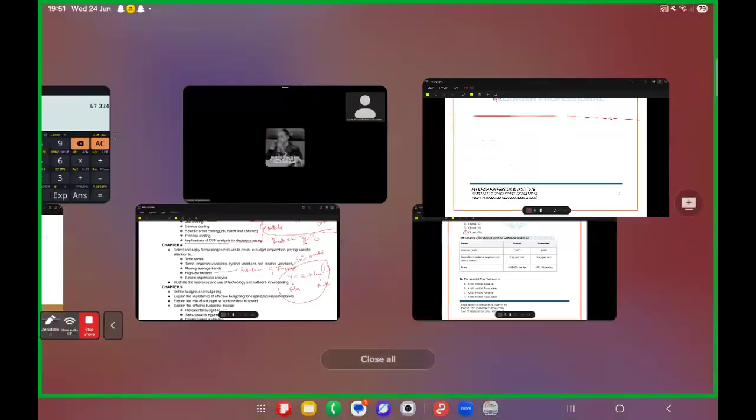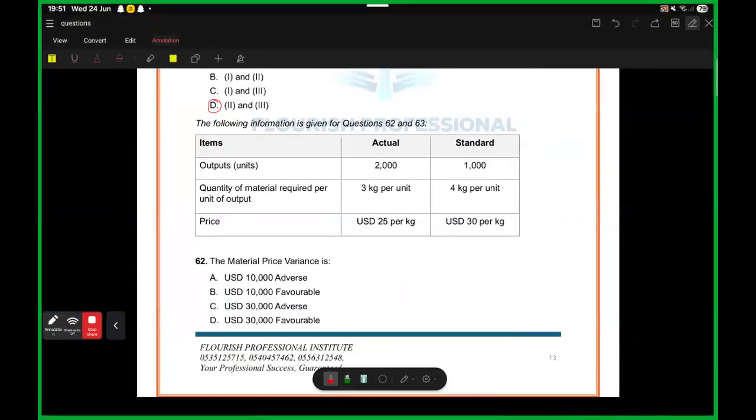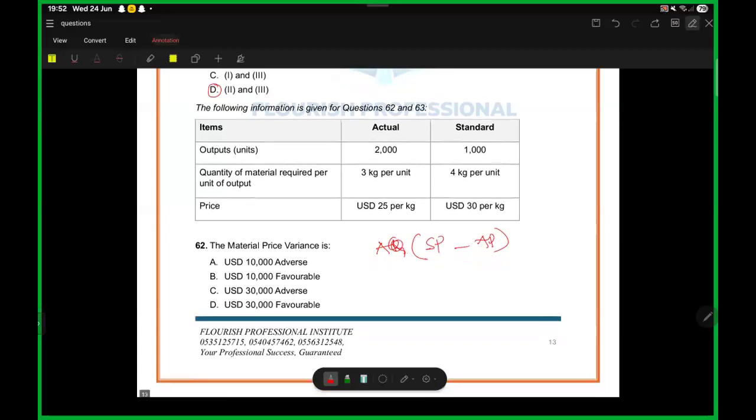So the work, we were told that we should calculate the price variance. So let me calculate it here. Very simple. You know the variance is on price. So I write my standard price minus my actual price times my actual quantity. I have everything over there.